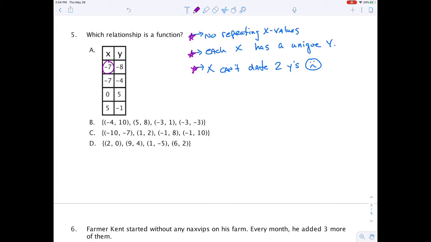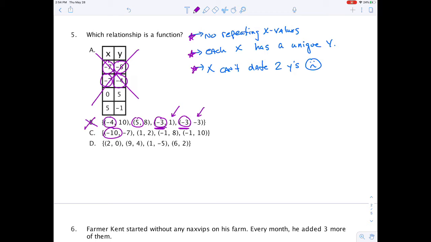So look what we have here. Here we have an x which is trying to be with -8, but we have the same x which is trying to be with -4. That is not a function. Letter B, we have 1, 2, 3. Do you see how we have a repeating x? That repeating x is trying to be with 1 and -3 at the same time. That is false. We cannot do that. If we would graph that, that would fail the vertical line test.